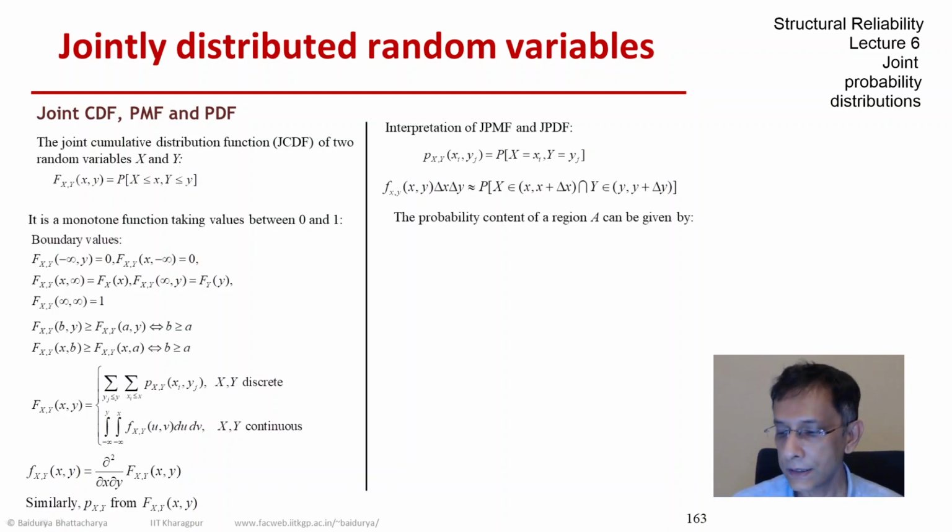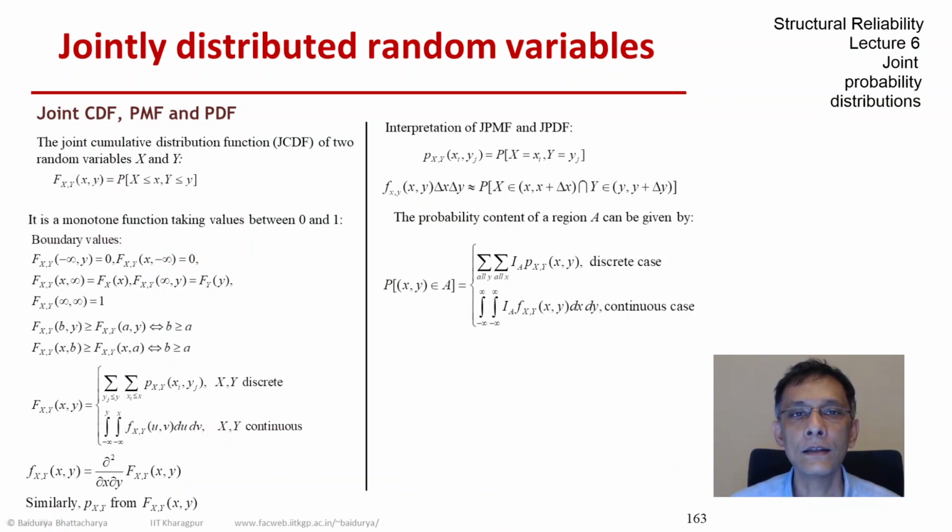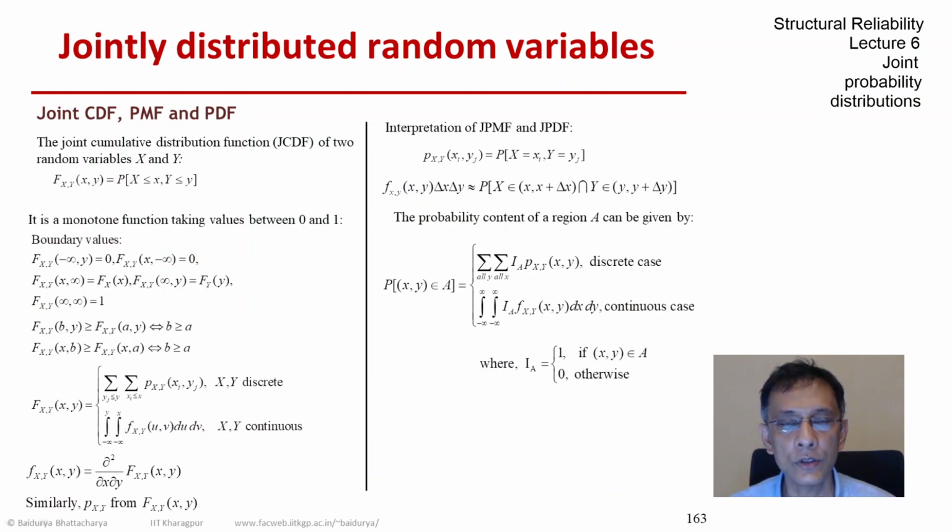If I now expand this idea over a region, so if I want to find x and y within a region defined by capital A, then I could sum them in the discrete case for all those values of x and y that belong to the region A, or I could integrate the density function in the continuous case for all those values that belong to the region A, where the indicator function I conveniently takes on the value 1 if the point is within the desired region A, otherwise 0.